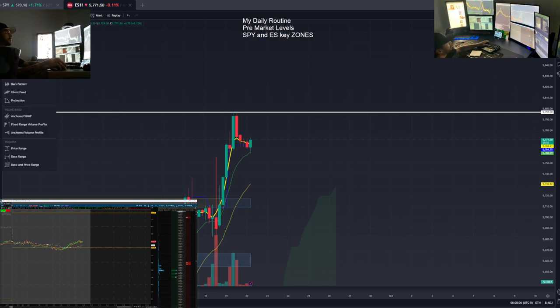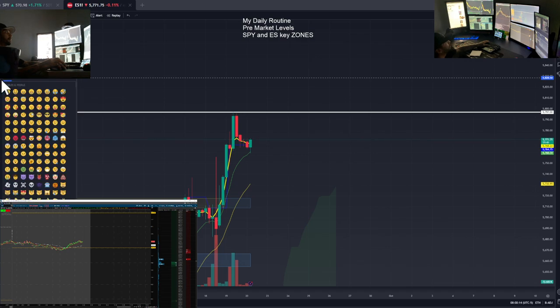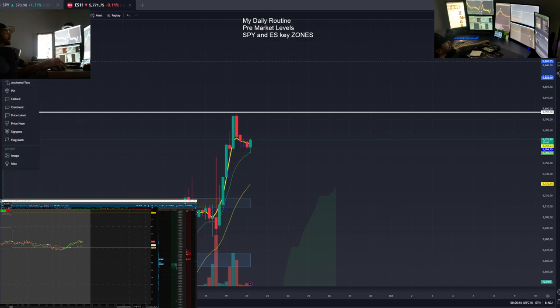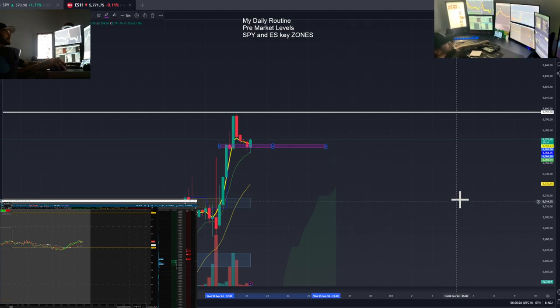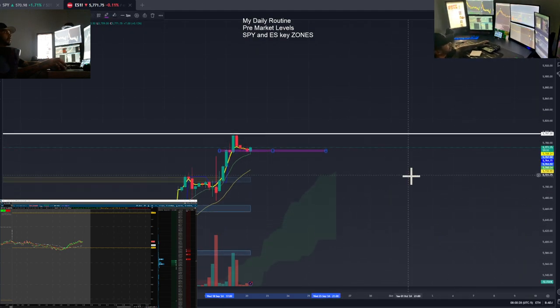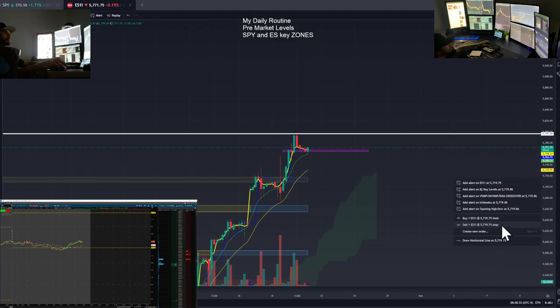And also, this imbalance that we have, which some will call a fair value gap, but I'm just gonna mark it there because I've noticed in the past that something will be made out of it. So let me go ahead and mark these levels real quick, guys. These are the levels I would be watching.